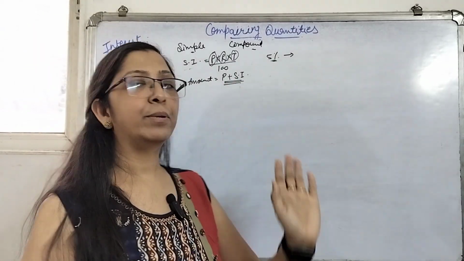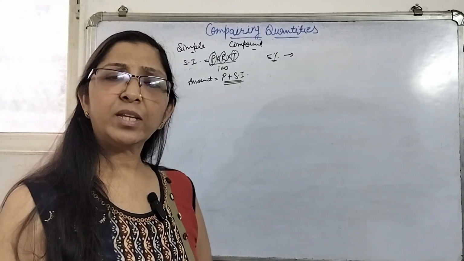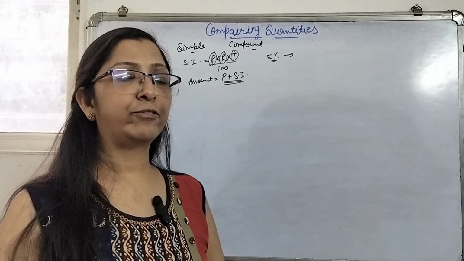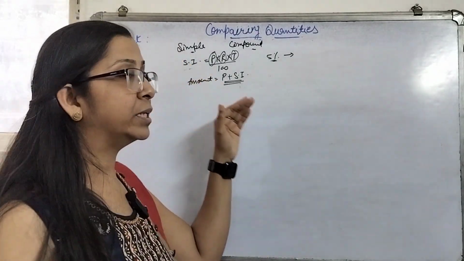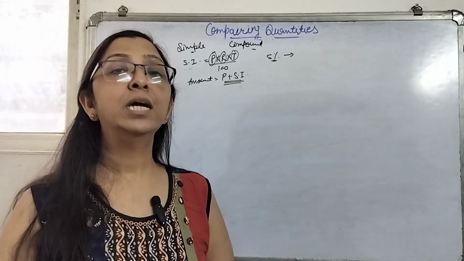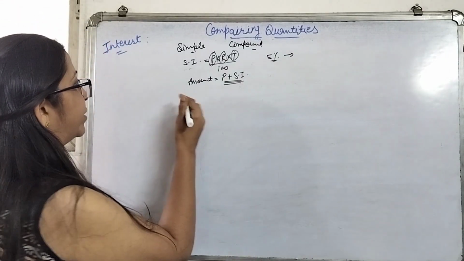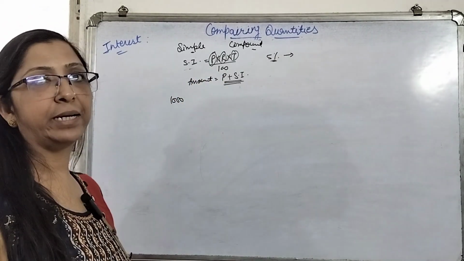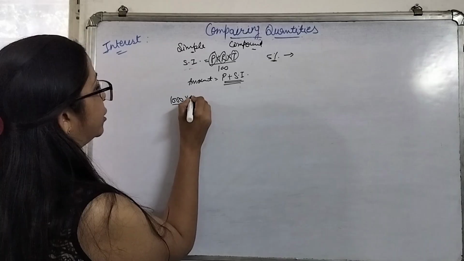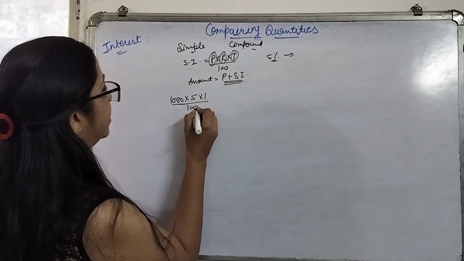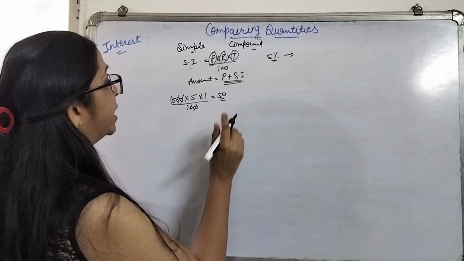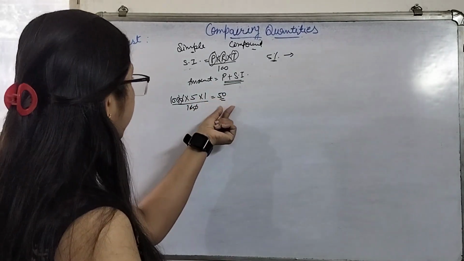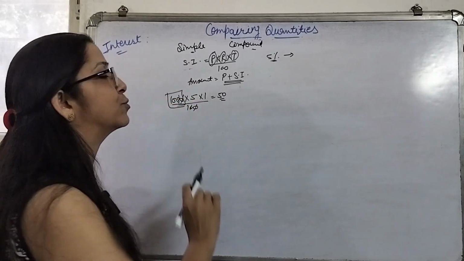Now what is the difference between simple interest and compound interest? See, suppose I have taken 1000 rupees from someone for 2 years. In the case of simple interest, your principal throughout the time duration for which we have taken money will remain the same. Interest for 1 year at 5% per annum is P into R into T upon 100, that is 50 rupees for the first year. For the second year, it will remain the same; the principal will be 1000 rupees only.